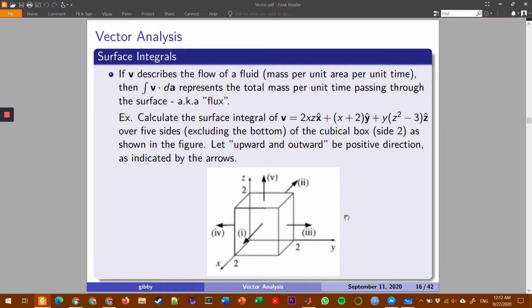So let's take a look at an example here. Calculate the surface integral of this vector function over 5 sides, so exclude the bottom of the cubical box, which has side 2 as shown in this figure. Let upward and outward be the positive direction. So which are positive? Upward, this one, and also outward as indicated by these arrows. So let's calculate.